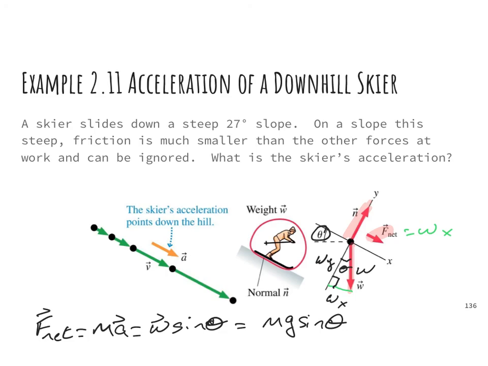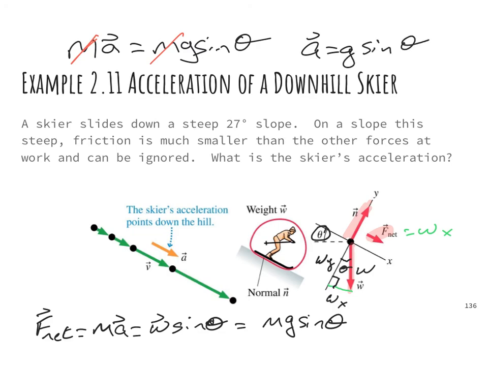So let me go all the way up top here. That means I'm saying that ma is mg sine theta. I have mass on both sides, so I can cancel that out, and I get a equals g sine theta. And if I think back, this would be acceleration in the x direction. That is exactly what we talked about in kinematics when we talked about motion on a ramp. This formula is exactly the same as it was before.